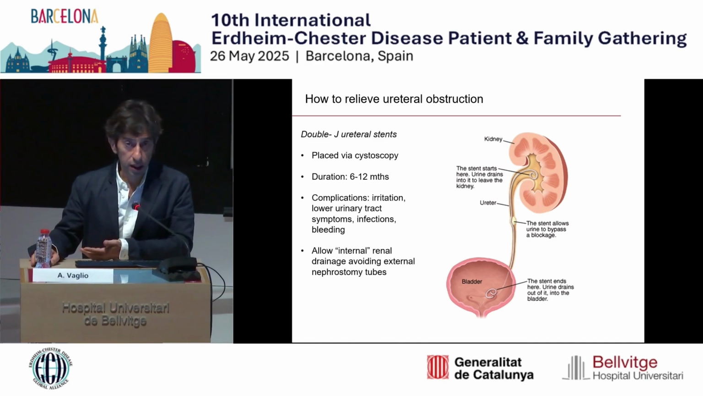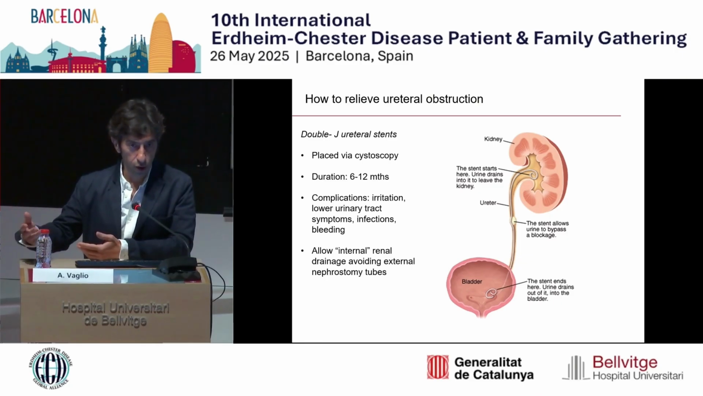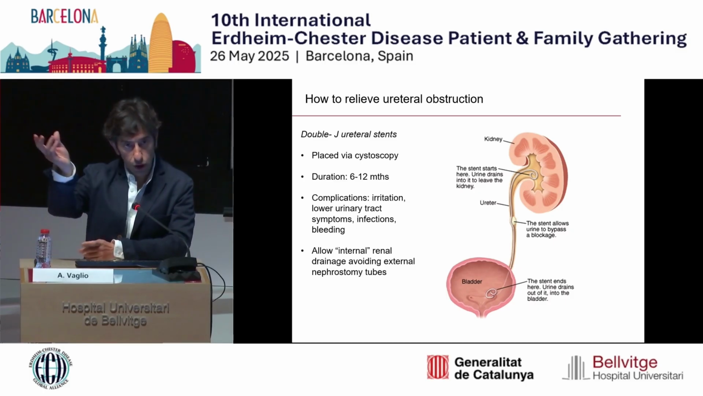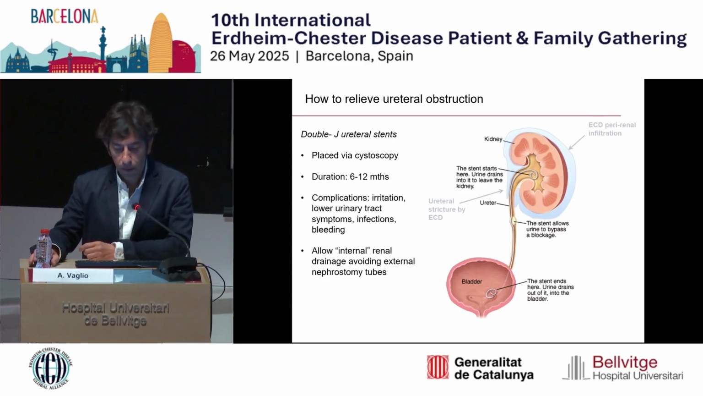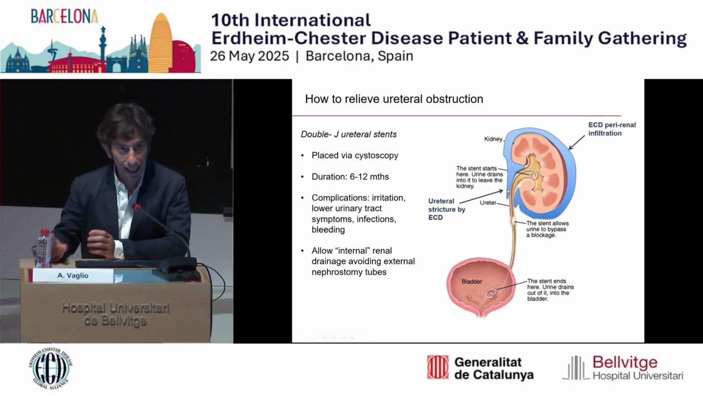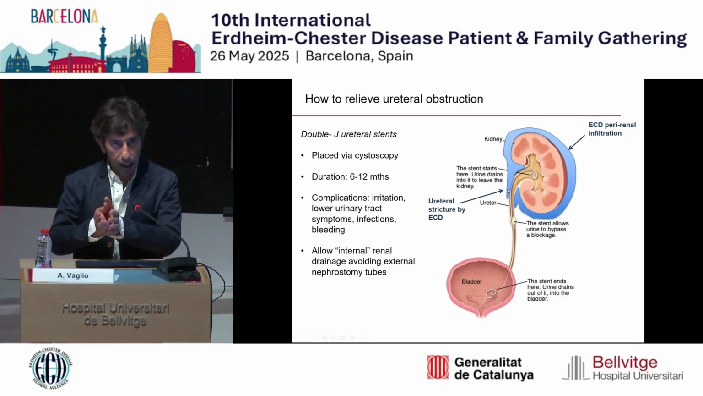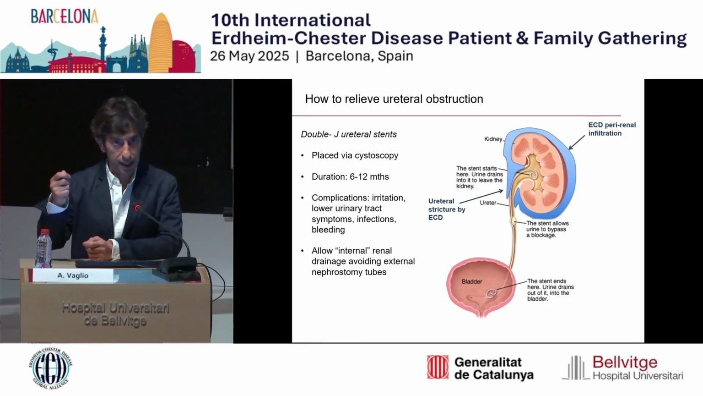These stents are normally used, for instance, when you have a stone, you have a colic pain. If you have a stone, then you use a stent in a way to bypass the stone, so the urine can flow. Here, ECD has this area of infiltration, so the stricture by ECD is almost here, so we need to relieve that kind of obstruction. We can put a stent.